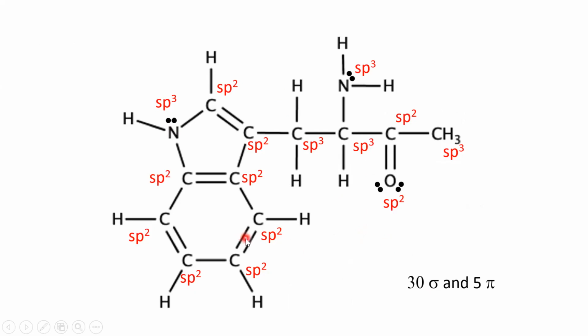We have a pi bond here, here, here, here, and here. So there are 5 pi bonds.